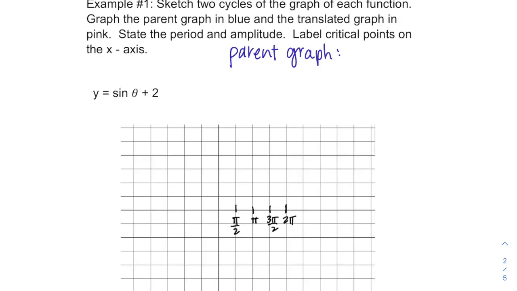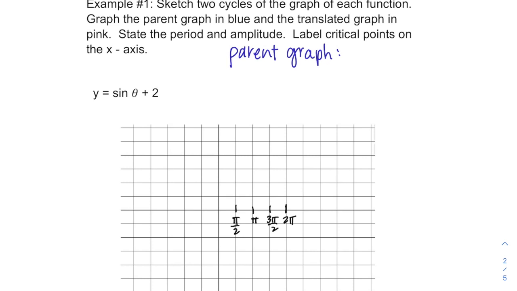Example here, we want to sketch 2 cycles of the graph, and we're going to graph both the parent function in blue and the translated graph in pink. State the period and the amplitude, and label any critical values on the x-axis. So I started with labeling the first major points on the x-axis that we have been seeing.